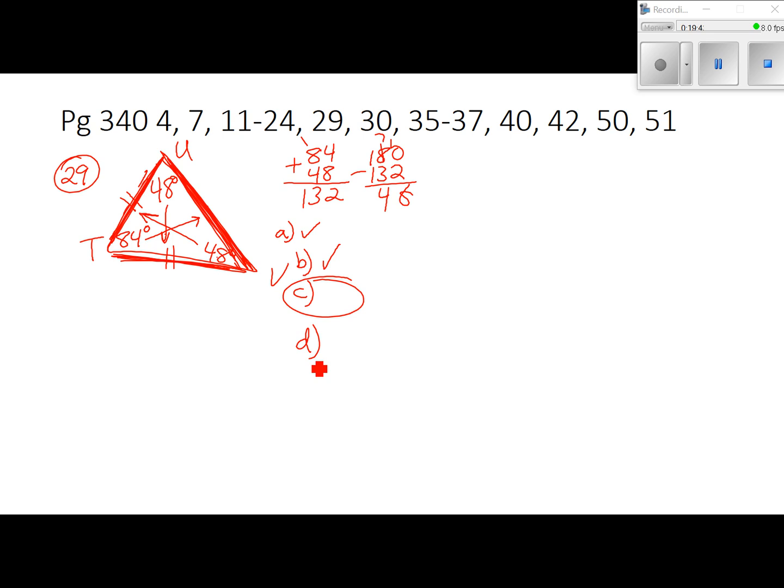Let's check out D just to be sure. TUV is an isosceles triangle. We said that at the beginning. These two sides have to be congruent, so it is isosceles, so that one checks. So our answer for this one is C. C is the one that doesn't work.